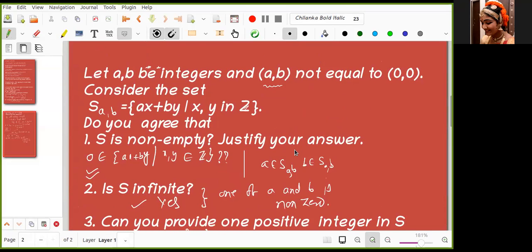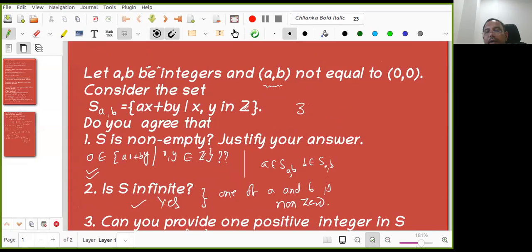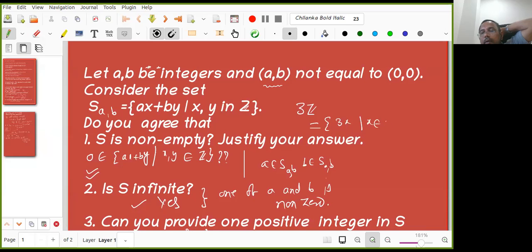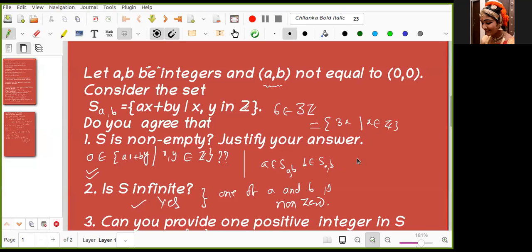Yes. So for example, in 3Z, how do the elements look? How do you write that set? It would be all multiples of 3. But instead of that, I will write it in a simpler way. 3x, x belongs to? x belongs to Z. Very good, right? You wrote like that? Yes. Now 6 is in here. Now 6 equals how much? 3 into 2. Now why are you not writing x?